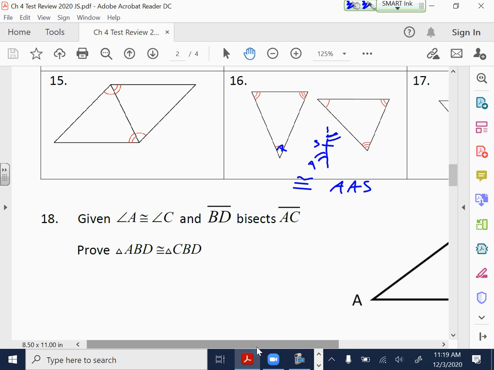Next one should be pretty easy. We have two angles, and then the reflective property means that line is congruent to itself. Again, since the side is in between the angles, that's why this one's angle, side, angle, and not angle, angle, side.